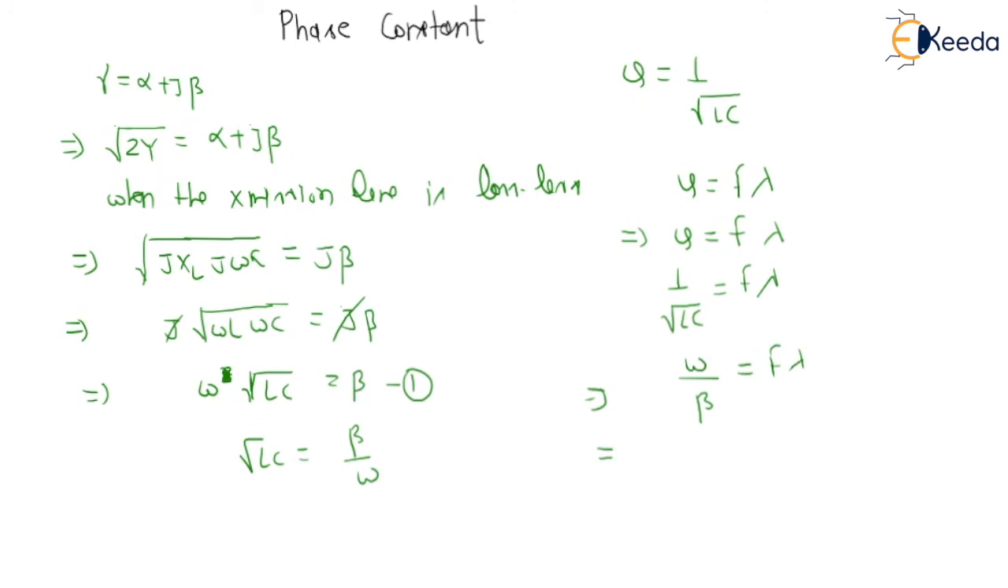So now from here, 2 pi f upon beta is equal to f into lambda. So f cancels out, and beta will become 2 pi by lambda. This beta will be in radians per kilometer.